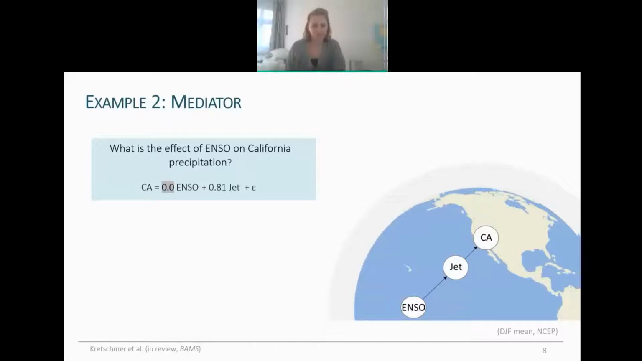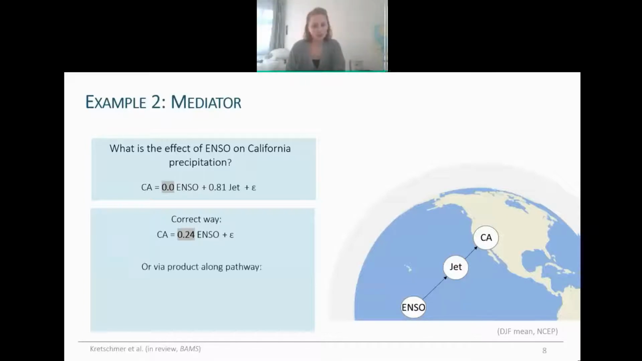In this case, we can definitely not interpret this regression coefficient causally, because by including the jet, we blocked the pathway from ENSO to jet stream. So we actually regressed out the pathway we wanted to measure. The correct way in this case would be to not include the jet and just directly regress ENSO on California precipitation, and then we get a better estimate of 0.24 for the causal strength of this relationship.